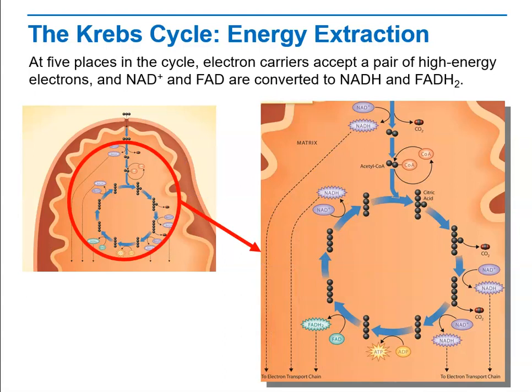Focus now on the electron carriers, NAD+ and FAD. Pause the video and find NAD+ and FAD in the Krebs cycle, then press play once you have found them. The electron carriers NAD+ and FAD combine with hydrogen and high-energy electrons to form NADH and FADH2.